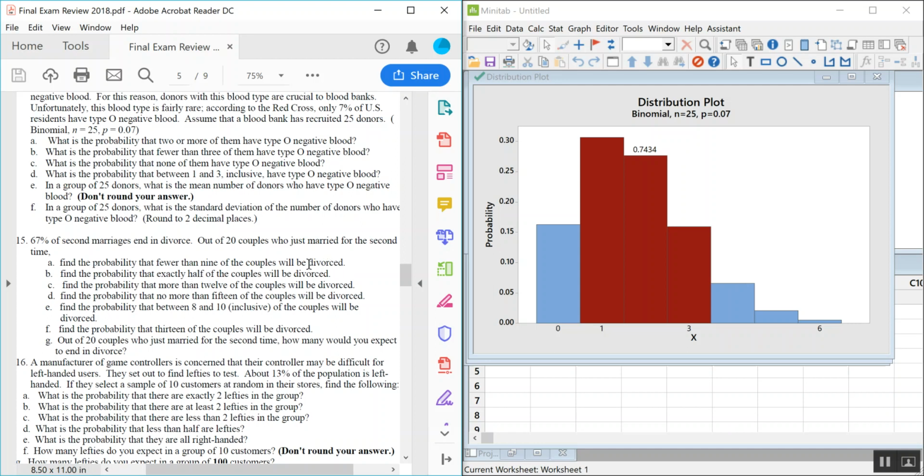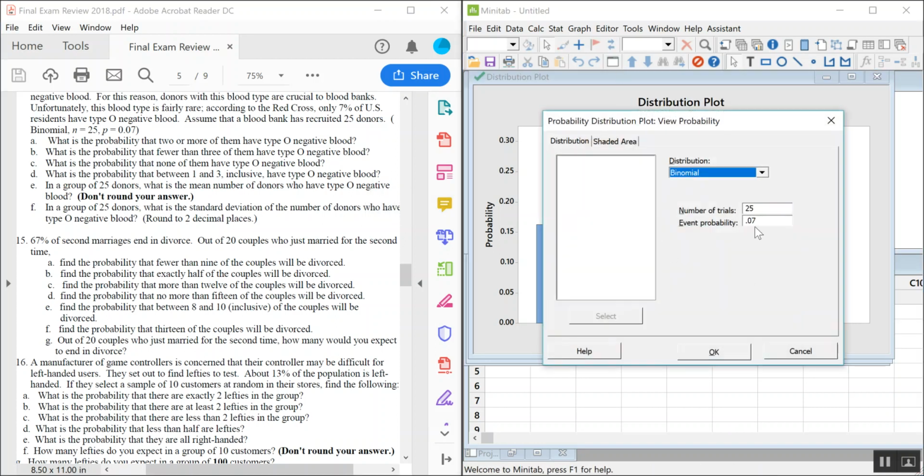So fewer than 9 corresponds to less than 9, but remember Minitab takes only less than or equal to's. So this is going to be the same as less than or equal to 8. So that is what we will be calculating in here. So we're going to hit the edit last dialog box since we just did a binomial. And I'm going to change my scenario. So I have 20 couples. That's my number of trials. And the probability is, oh no, wait, I'm trying to be divorced now. Oh, this is just the worst question. 0.67, probability to divorce. Woo, woo, woo.